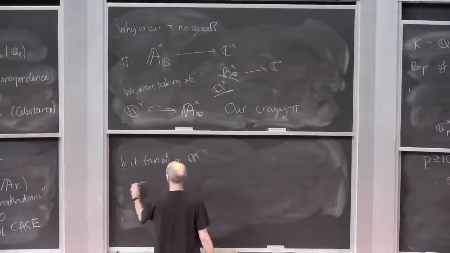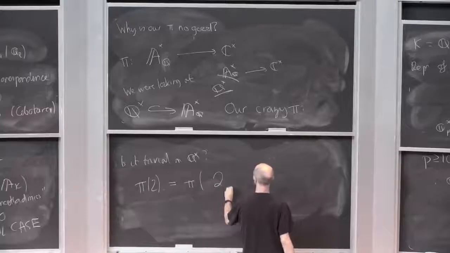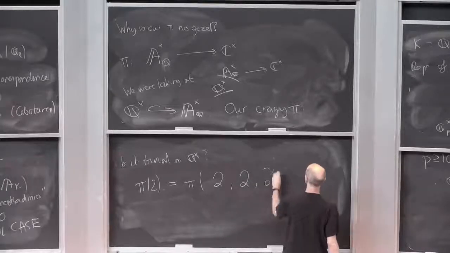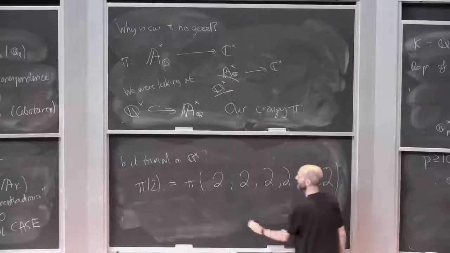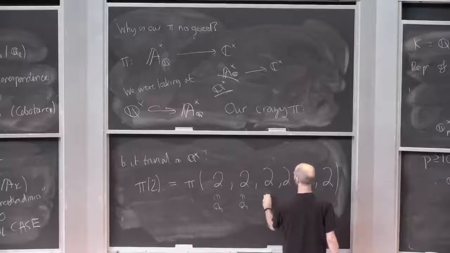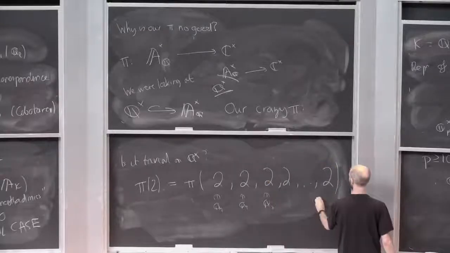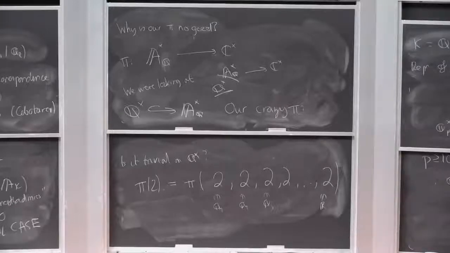Let's try and work out what pi of 2 is. So that means pi of 2 embedded diagonally: 2, 2, 2, 2, and so on. That's what an adele is. That's 2 considered as a 2-adic number, 2 considered as a 3-adic number, 2 considered as a 5-adic number, and at the very end, 2 considered as a real number. So what's pi of this number 2?